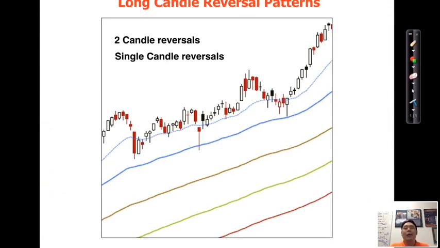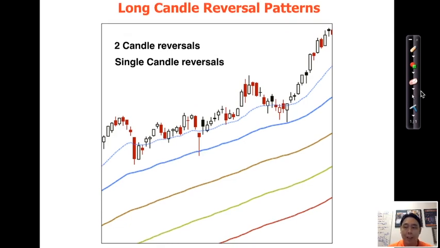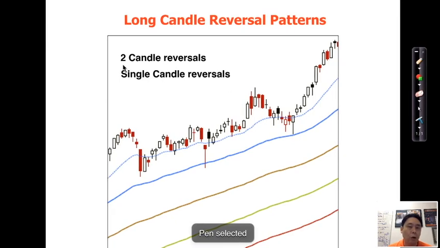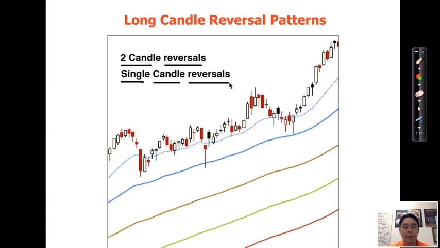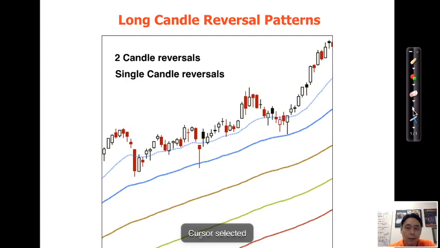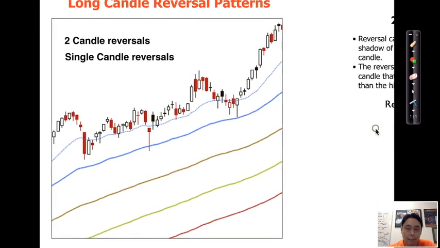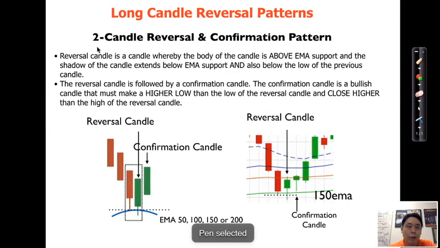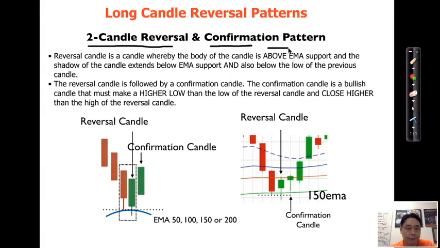So we're going to study specific price action patterns right now. Let's begin with the long candle reversal patterns, or long setups, when it's on an uptrend and it's bouncing off the moving average. There are two kinds of patterns we look for. The first would be two candle reversal patterns. As the name implies, this involves two candlesticks. Next, we also can look for single candle reversal patterns that involve one candlestick. Let's begin by looking at the two candle reversal patterns and when they confirm an entry.